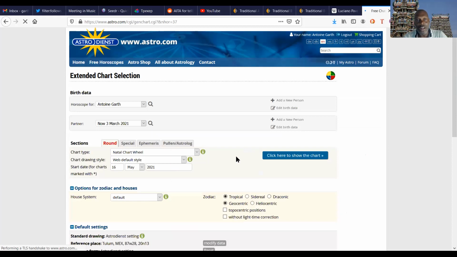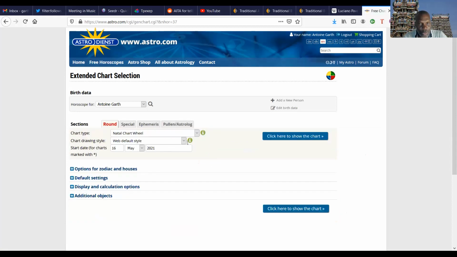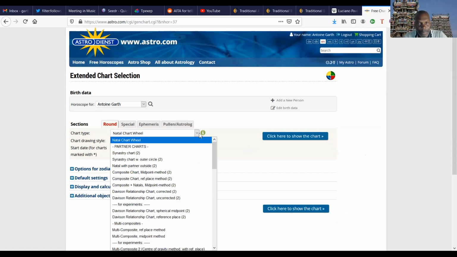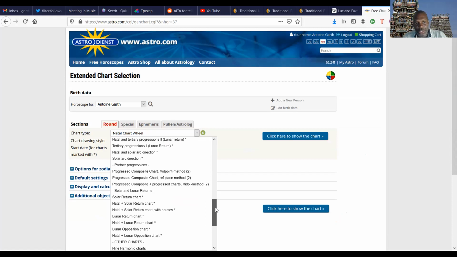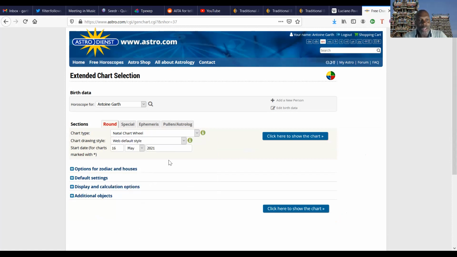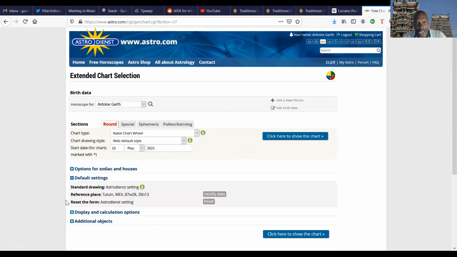And then when we get there, that's when you go to chart type. And you would go down here to solar return chart. You can see that. And then you're going to need to change the default place. So you see, this says reset or modify data reference plates. I definitely prescribe to using where you are for the solar return. So you're going to use that. So that's how you would change the place for your solar return.